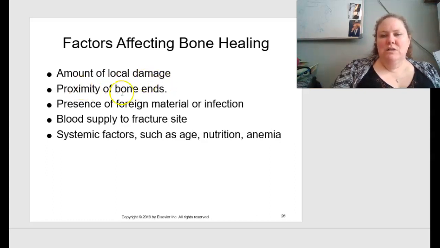Also, how close you are to the bone ends, whether or not there's the presence of a foreign material or infection. Mine was a closed fracture, right? So just no infection or anything like that. So that was good for me, right? Also, whether or not you have blood supply getting to the fracture site, as well as systemic factors such as age, nutrition, and anemia.